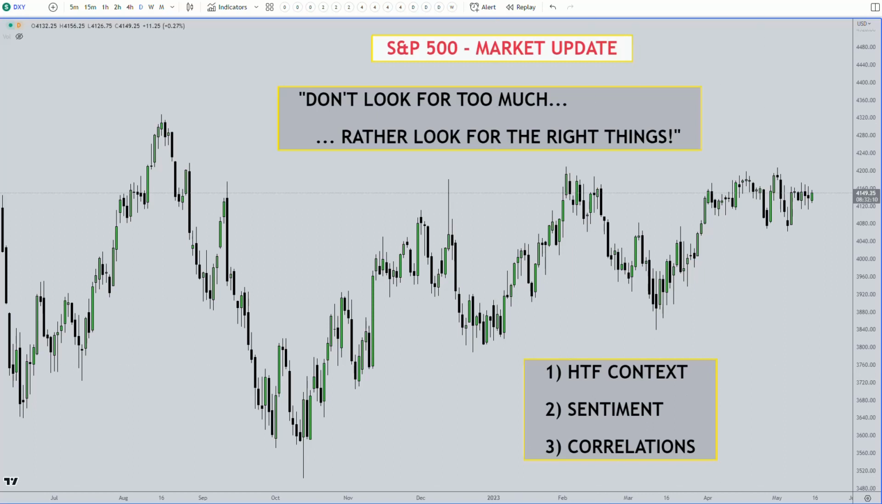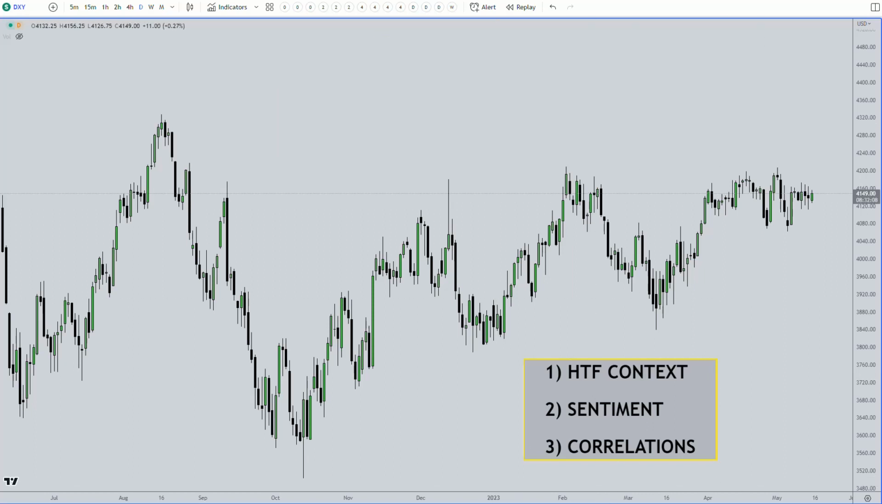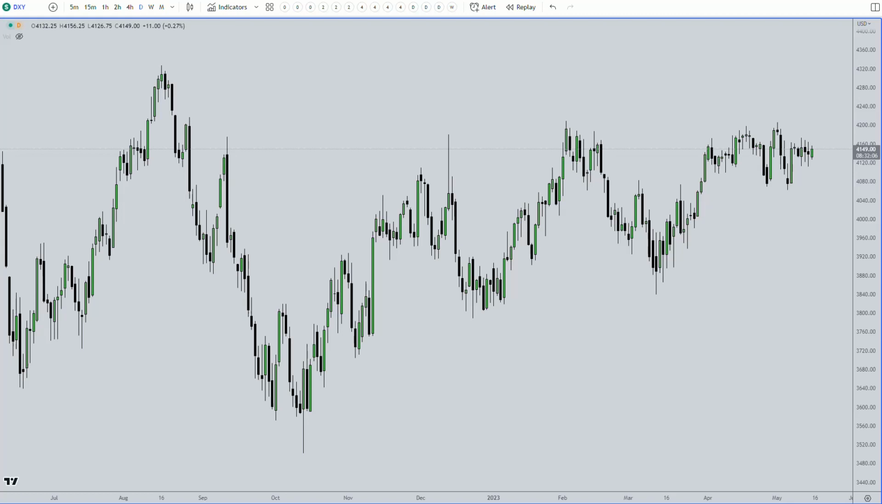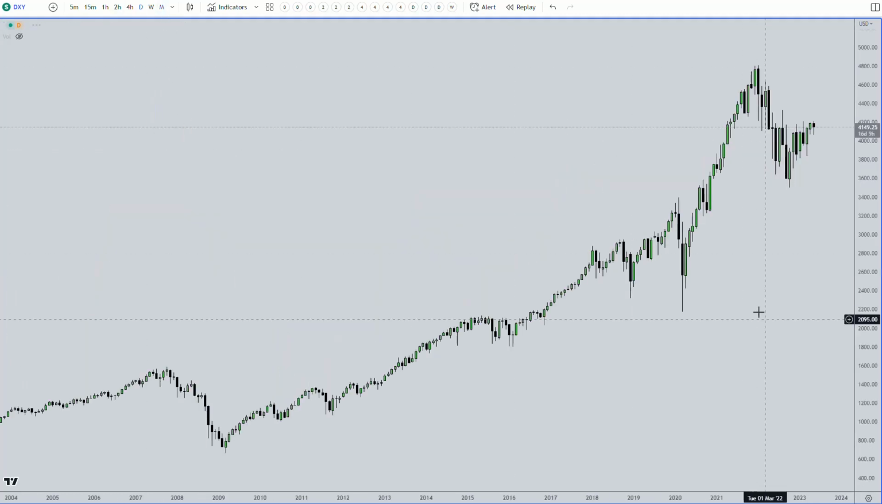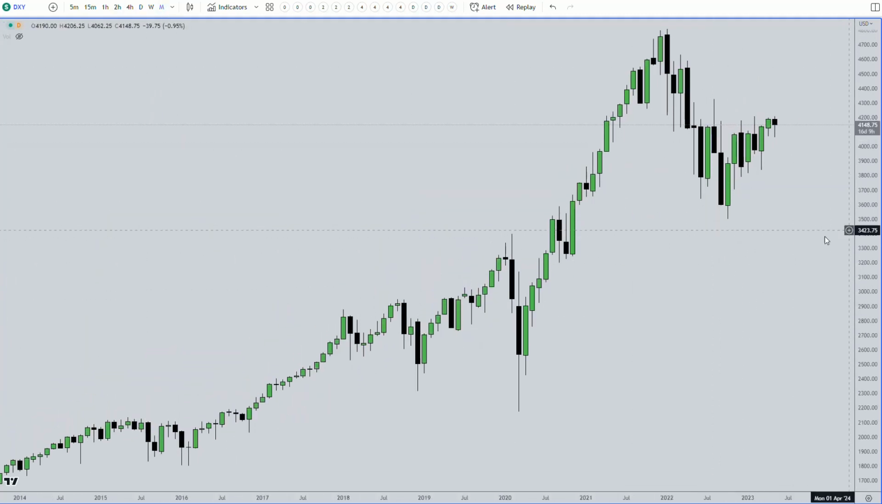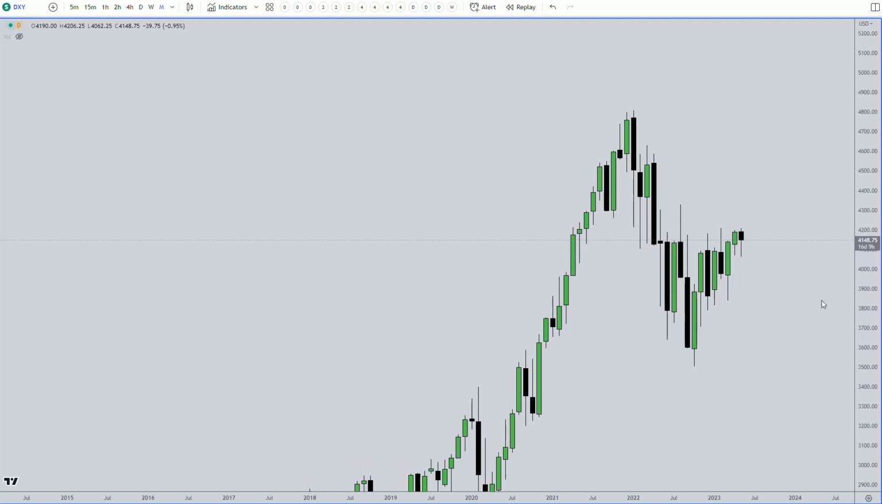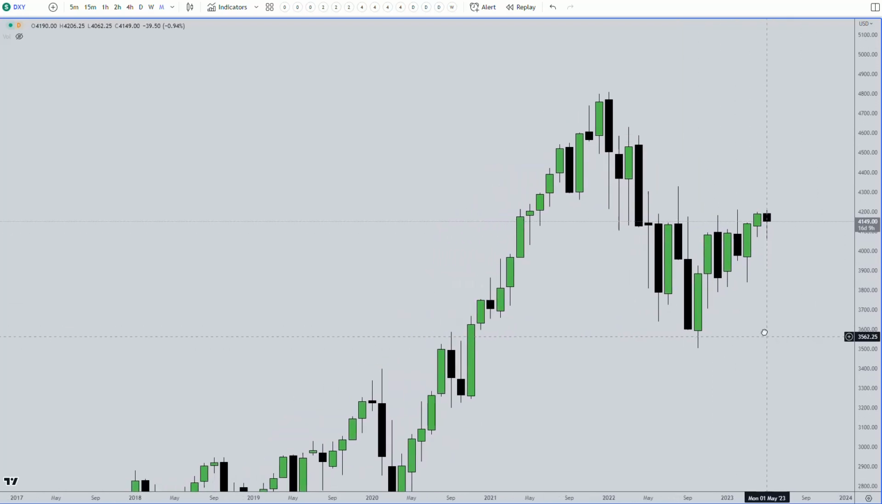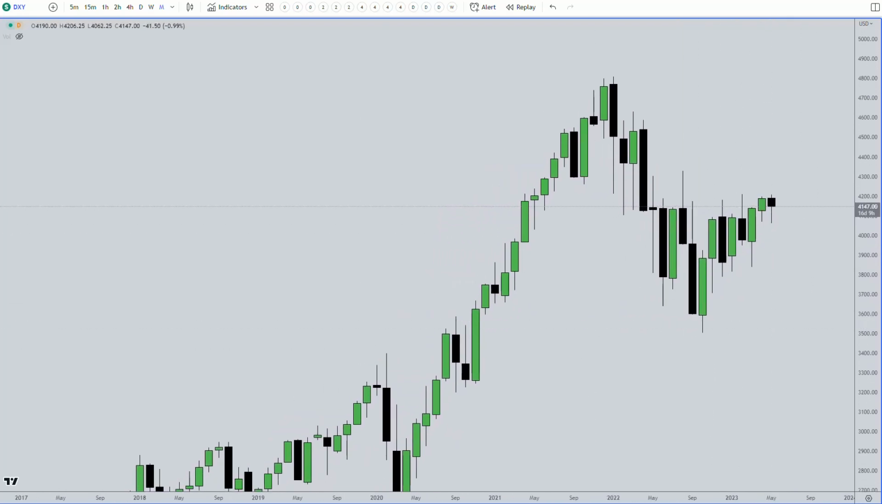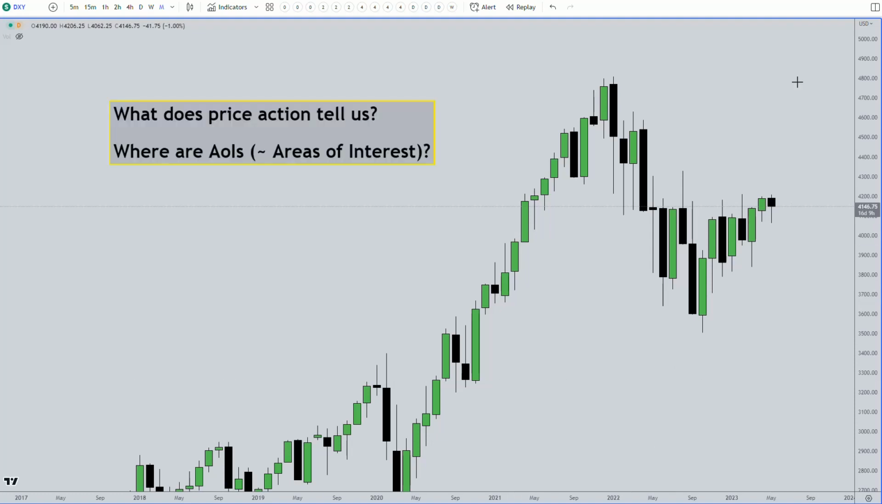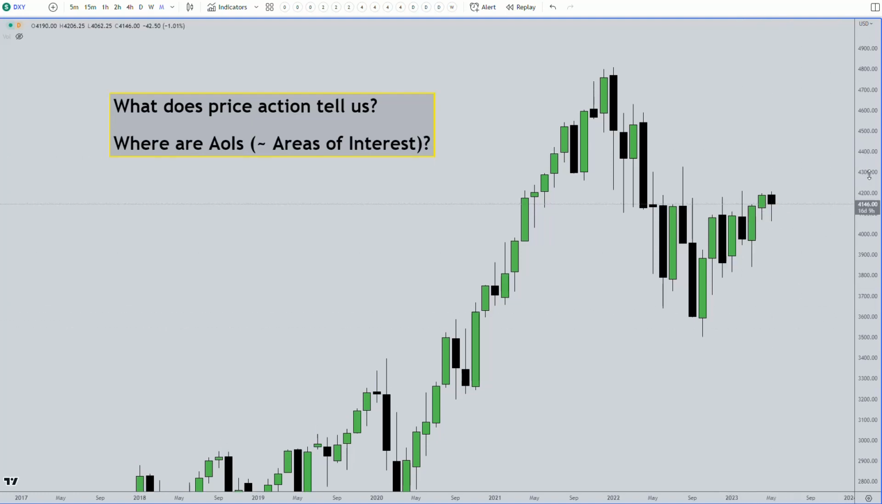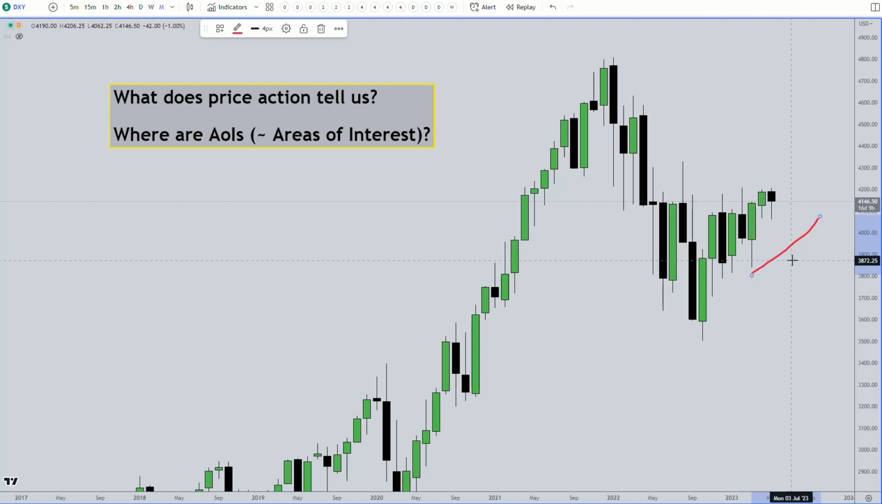But now let's jump right in, and as always, let's get started on the higher time frame, meaning the monthly chart here in front of us of the S&P 500. The main thing you first of all want to work out obviously is what does price action tell us? Where are AOIs? I call them areas of interest in the chart.